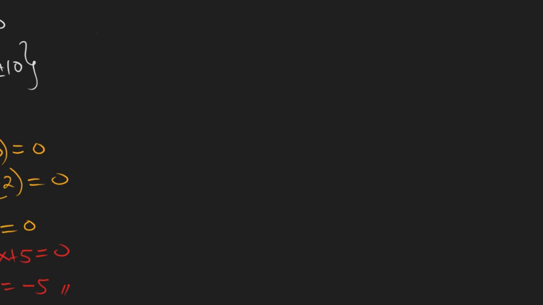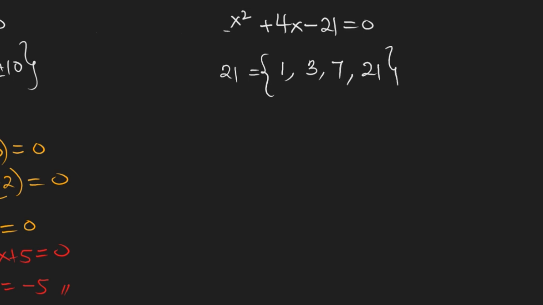Let's take another question. If we have x squared plus 4x minus 21 equals 0, I do the same thing. I look out for the coefficient of the x squared. Here it's 1. I multiply by negative 21, I get negative 21. So let me look for the factors of 21. That should be 1, 3, 7, and 21.